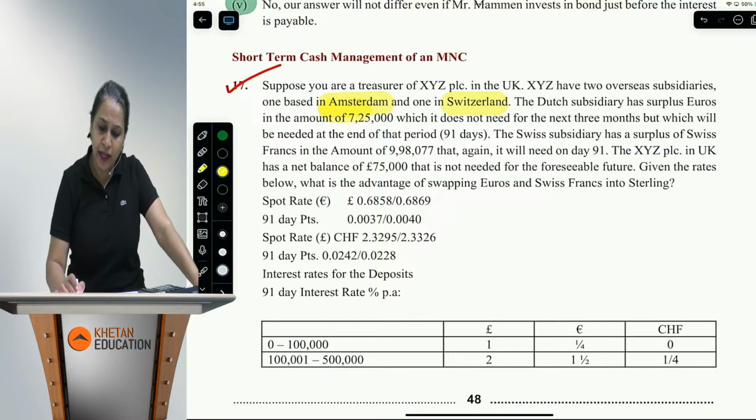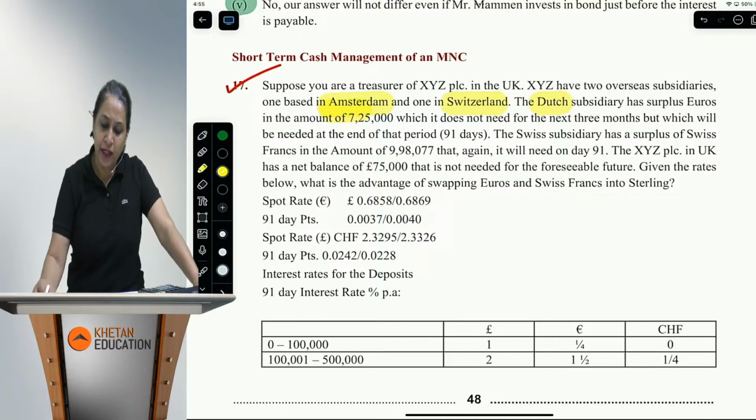The Dutch subsidiary has surplus euros in the amount of 7,25,000. What is Dutch? Dutch is basically Holland, Netherlands, Amsterdam. It is one and the same. It does not need it for the next 3 months, but it will be needed at the end of the 91 days. The Swiss subsidiary has a surplus of Swiss franc 998,077 that again it will need on day 91.